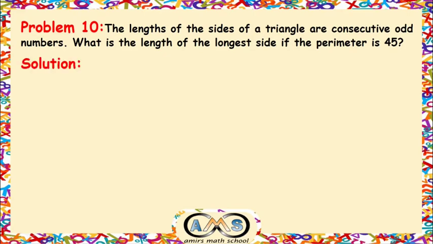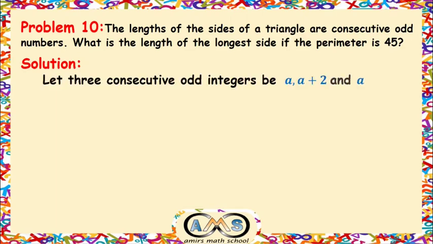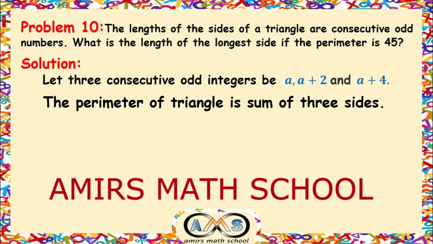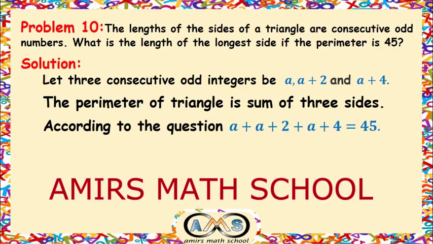Solution. Here the sides of a triangle are consecutive odd numbers. We know a triangle has three sides, so we can let the three consecutive odd integers be a, a plus 2 and a plus 4, which are the sides of the triangle. We know the perimeter of a triangle is the sum of its three sides. So according to the question, we can write a plus a plus 2 plus a plus 4 is equal to 45, which is given here. The perimeter of the triangle is 45.